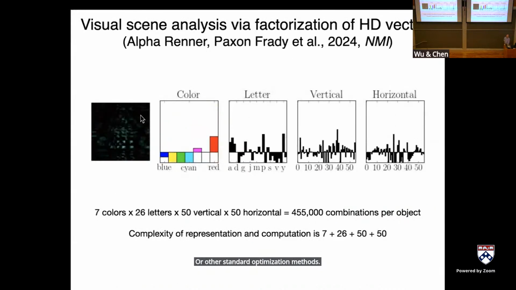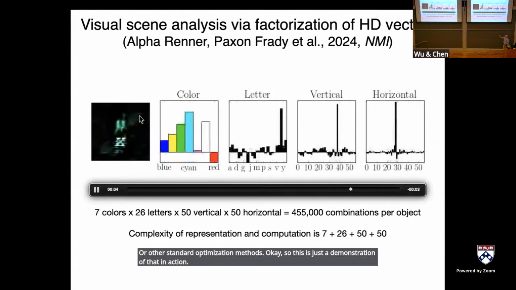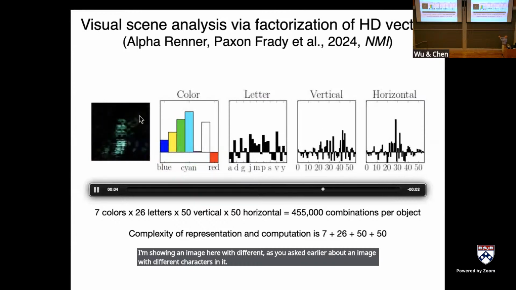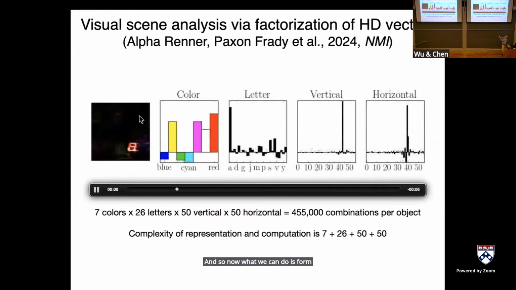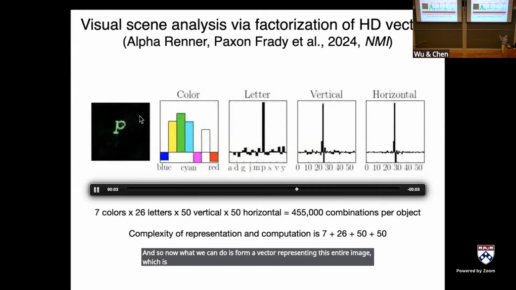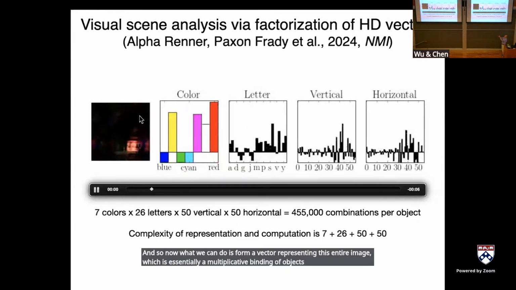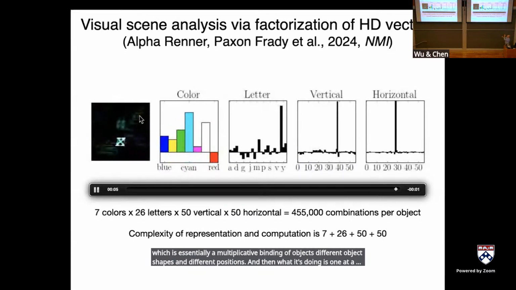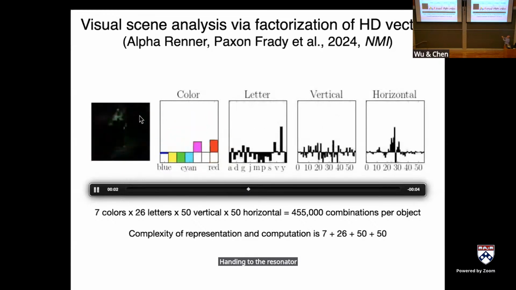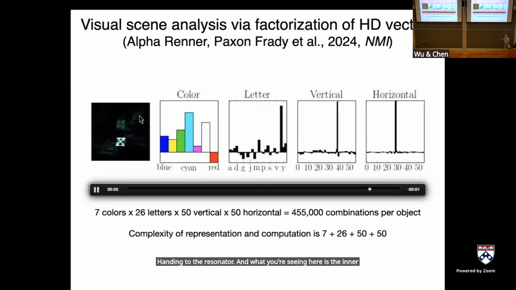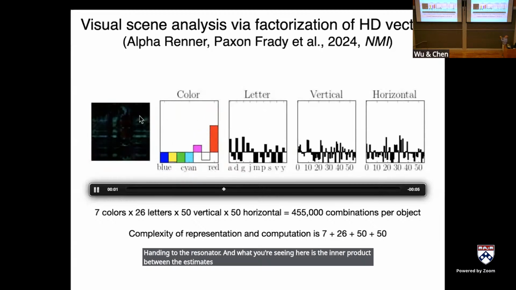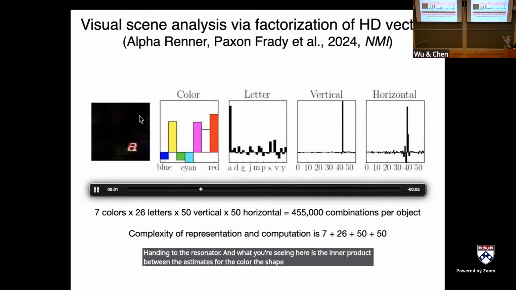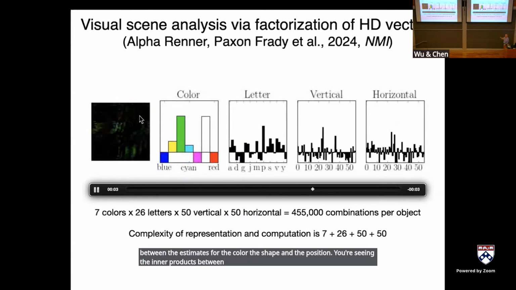Okay, so this is just a demonstration of that in action, showing an image here with different, you asked earlier about an image with different characters in it. And so now what we can do is form a vector representing this entire image, which is essentially a multiplicative binding of objects, different object shapes and different positions. And then what it's doing is one at a time, handing to the resonator. And what you're seeing here is the inner product between the estimates for the color, the shape, and the position. You're seeing the inner products between its estimates and the code book of possible answers.